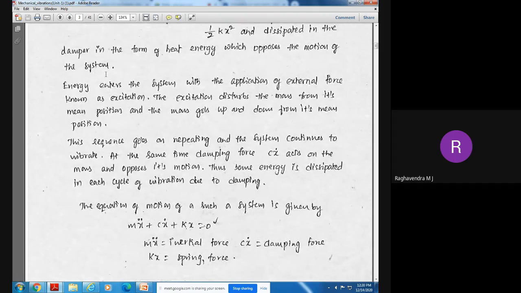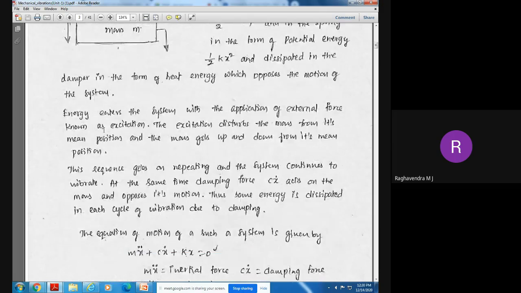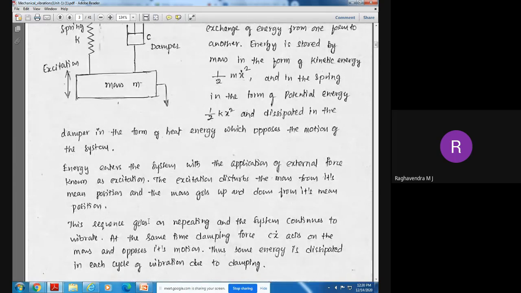Now the equation of motion of such a model, that is the spring, mass, and damper model, is given by m x double dot plus c x dot plus k x is equal to 0 for the equilibrium position. Here x double dot is the acceleration, x dot is the velocity, and x is the linear displacement of the mass m.